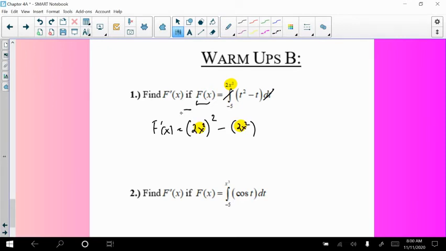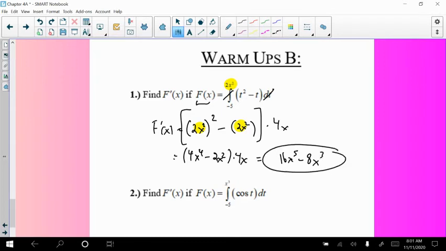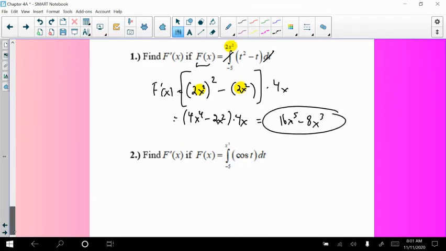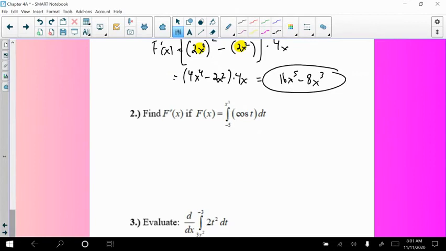But then don't forget chain rule, because we're substituting a function within a function. Its derivative would be 4x. And then we simplify. So that's 4x to the 4th power, because I square that, minus 2x squared as a quantity, times 4x. So what is that? 16x to the 5th minus 8x cubed.